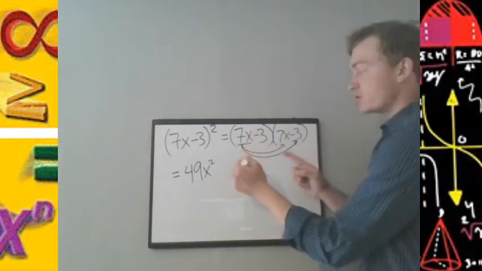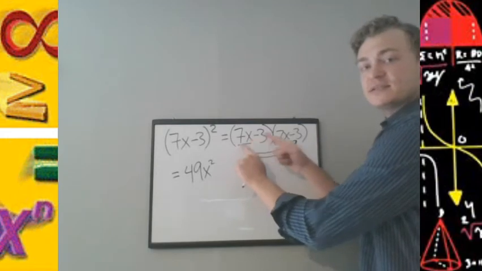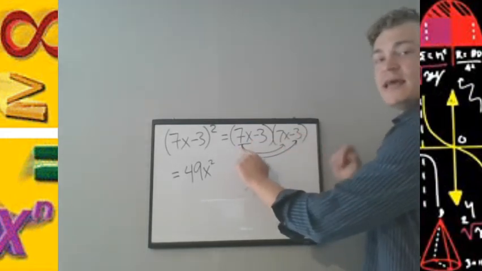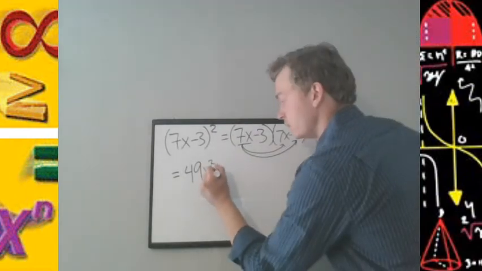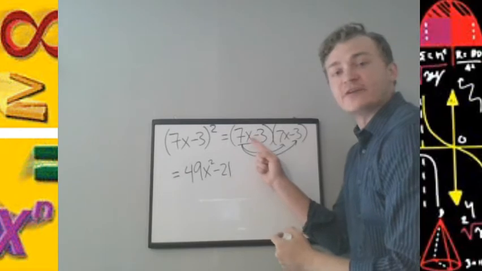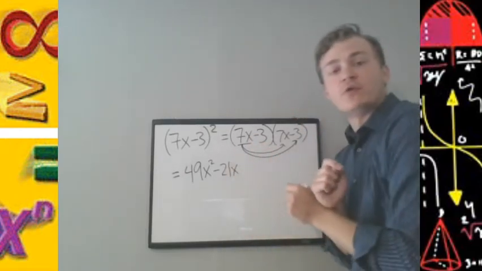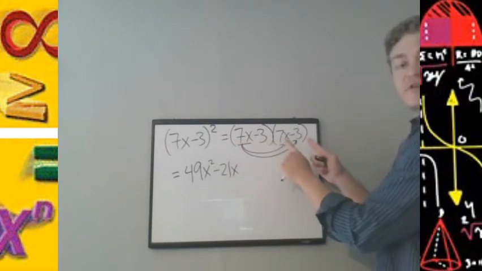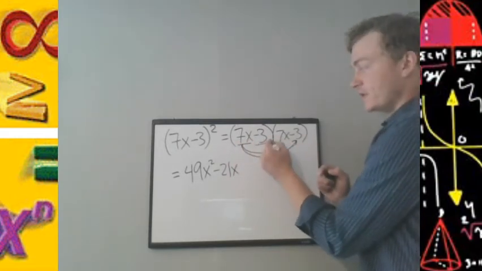Multiplying the outer terms, 7 times x times negative 3. 7 times negative 3 is negative 21, with this factor of x, negative 21x. We've multiplied the 7x to everything over here. Let's move on to this negative 3.